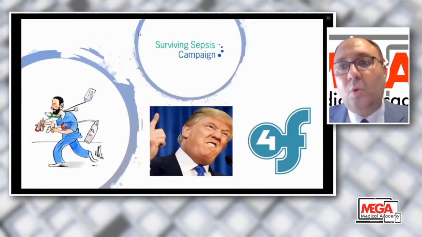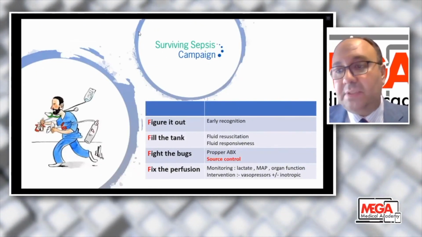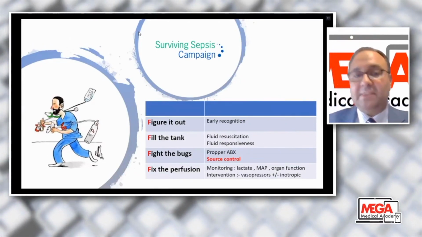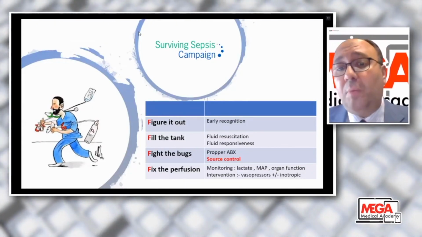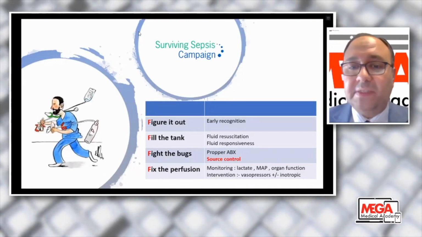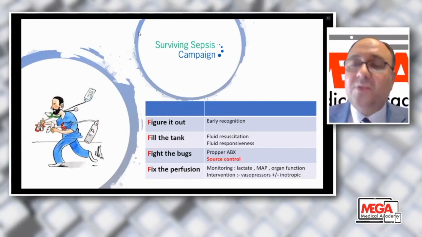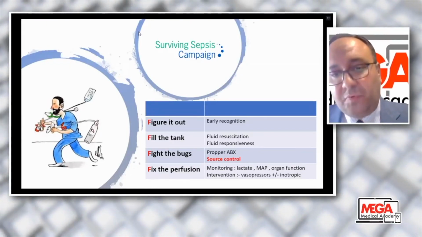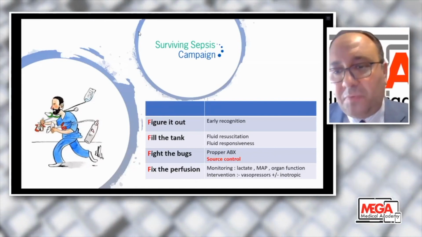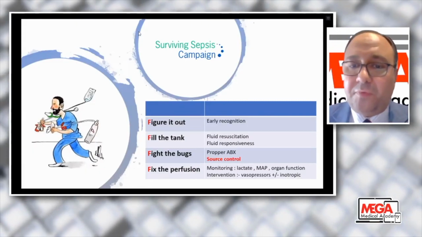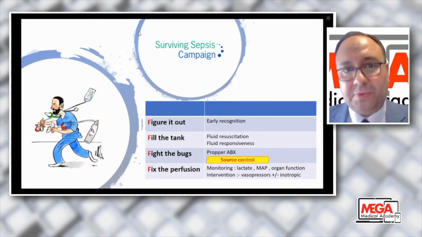The Surviving Sepsis Campaign includes the 4Fs of controlling sepsis: figure it out, fill the tank, fight the bug, and then fix the perfusion. Figure it out by early recognition, and fill the tank by proper fluid resuscitation and close monitoring of responsiveness. Then fight the bugs. To fight the bug, you need to start proper antibiotics, as Dr. Adil mentioned, and proper source control also. Finally, fix the perfusion by continuous monitoring of the lactate, keeping the MAP more than 65, keeping an eye on organ perfusion, and plus or minus using vasopressors and inotropic support.